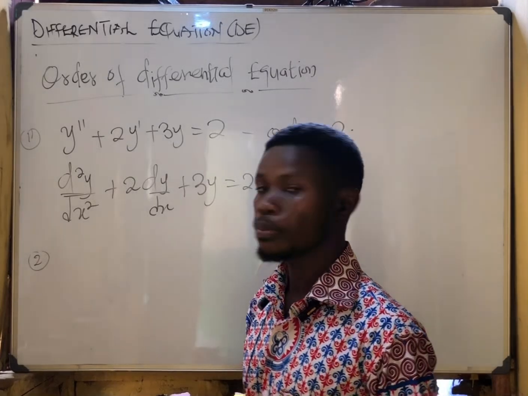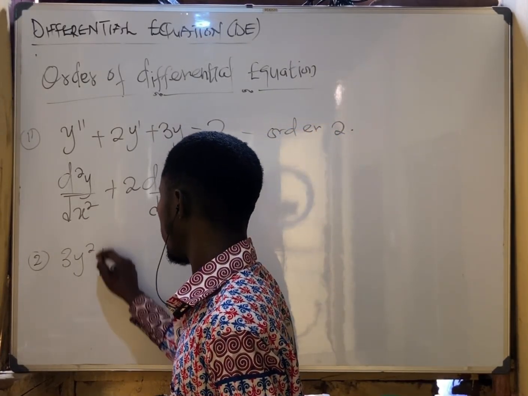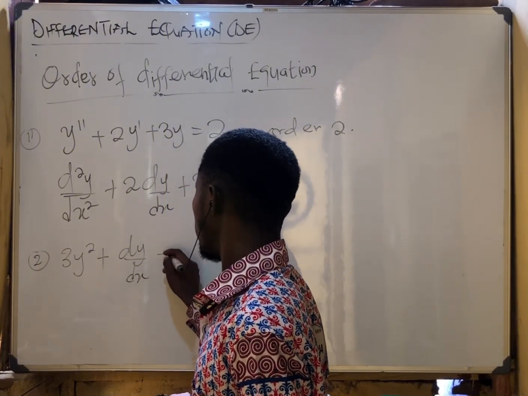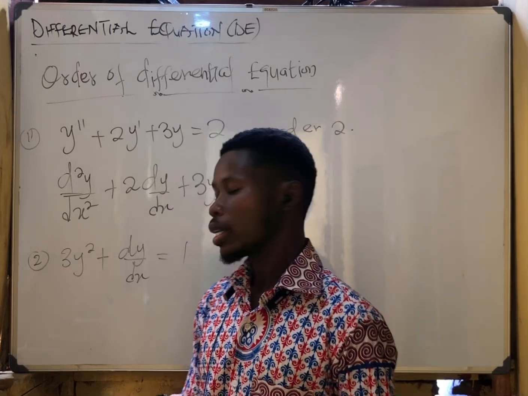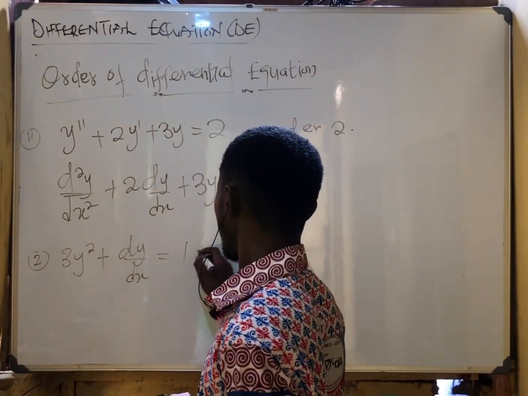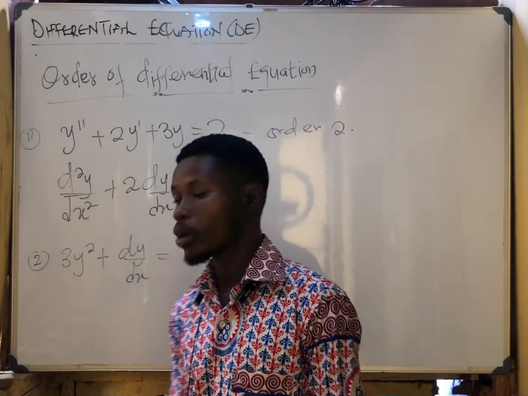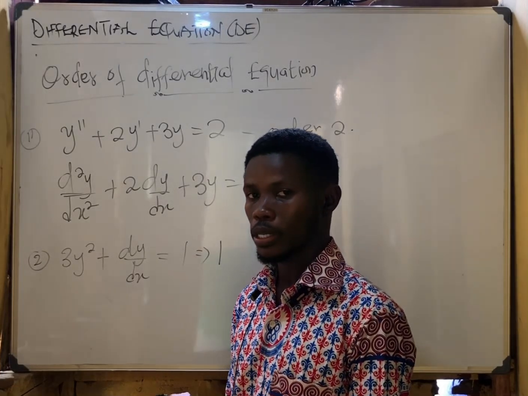Let's take 3y squared plus dy/dx equals 1. Now, what will be the order here? The order here, I hope you can guess, is 1. The order is 1. Why is it 1? The highest derivative is 1. I hope you can see that.